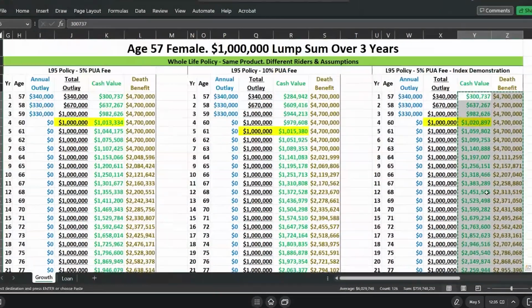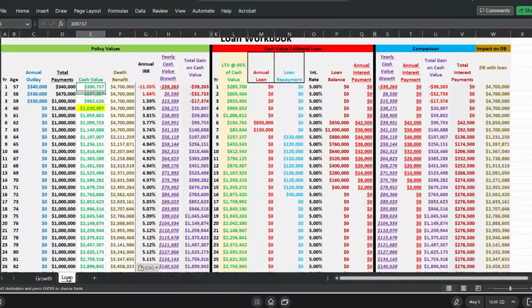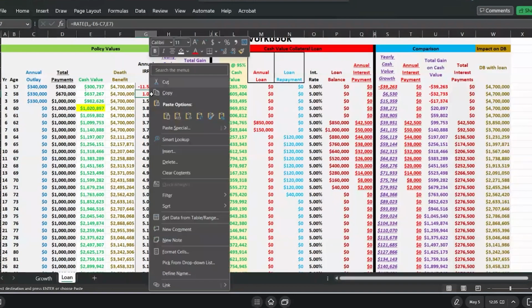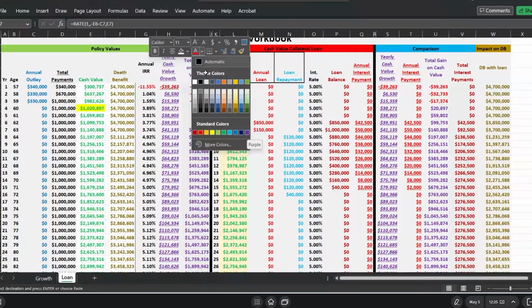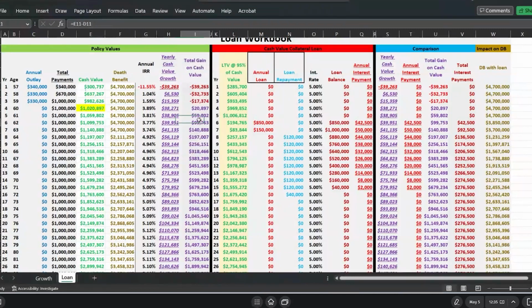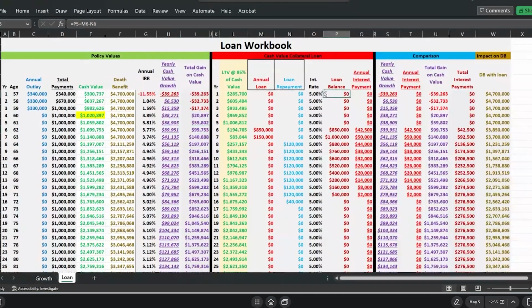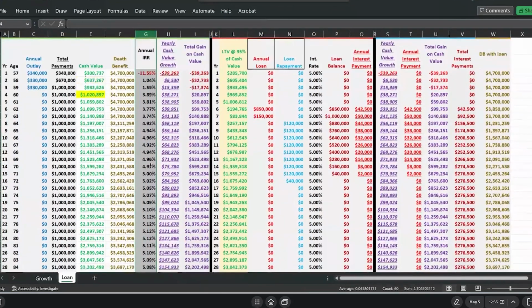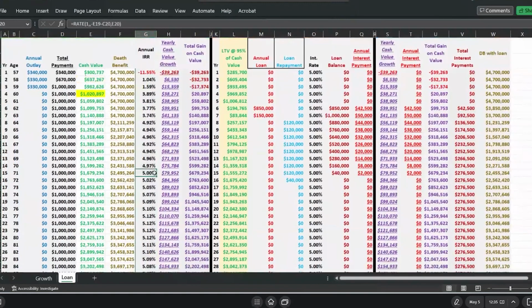Here's the third illustration, and notice here we've got index demonstration. So this is an indexed rider we can attach to a whole life insurance policy, and this is specifically with Guardian. But this does offer greater earning potential when we look at policy performance. In fact, if you look at the internal rate of return, what do you notice? It's over 5%. So if I can loan at 5%, now all of a sudden I illustrate something that's positive.